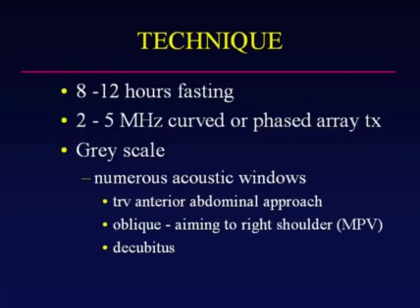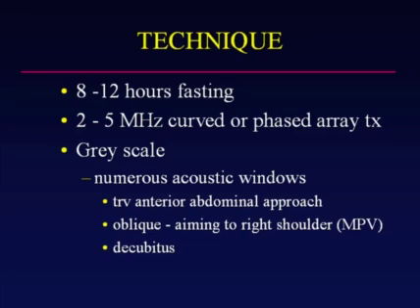In terms of technique, it is important to try and examine these patients after they have been fasting for approximately 8 to 12 hours. And because we are looking at structures deep in the abdomen, you need to use a relatively low frequency transducer. And so typically we use a 2 to 5 megahertz curved array or phased array transducer. And similar to all Doppler ultrasound examinations, we begin by optimizing our grayscale image and looking at the vessels on the B-mode imaging. To do this, you're going to need numerous acoustic windows.